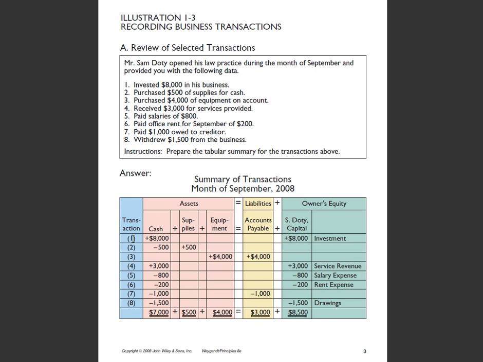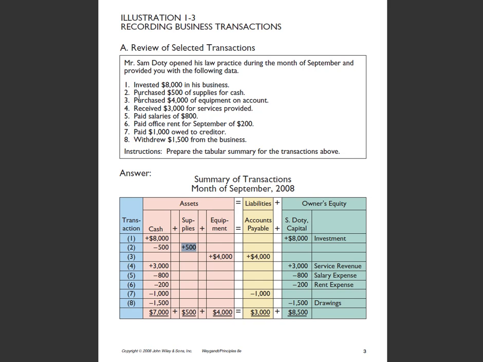So transaction number one is represented by $8,000 in cash. So we have plus 8,000, and we add 8,000 to the capital account, owner's equity. So basically, assets equals liabilities plus owner's equity. In this case, we have zero liabilities. So that equals. Number two, purchased $500 of supplies for cash. We use cash here, so minus $500. However, we added $500 here for supplies. So basically, this only affects the left side of the accounting equation.